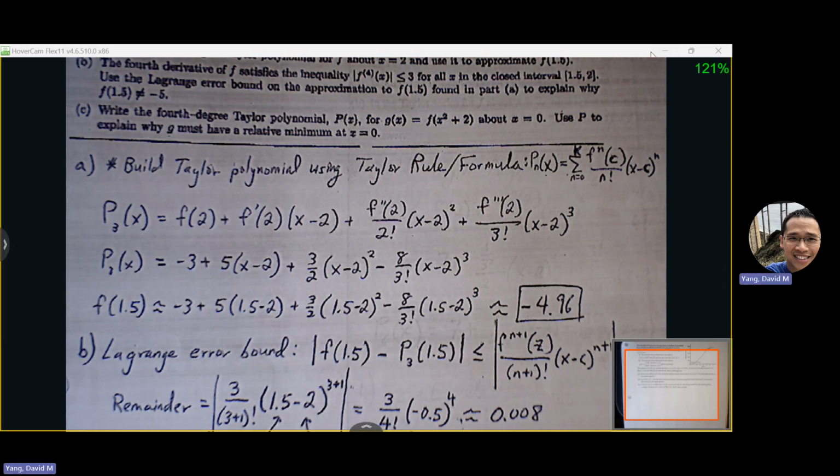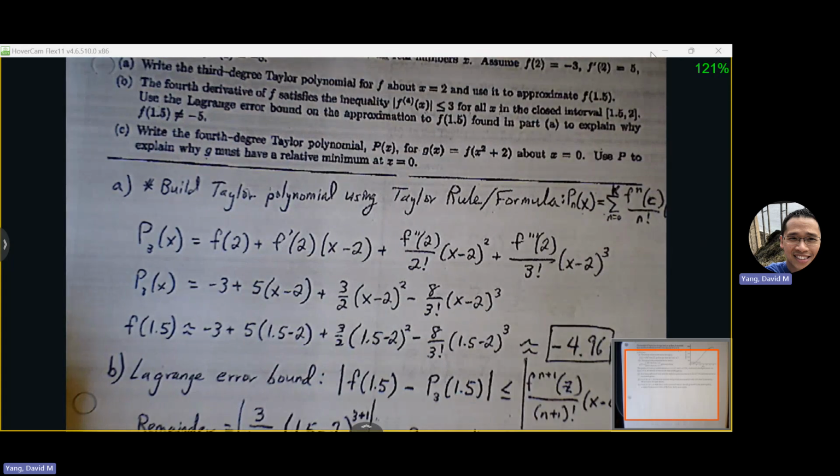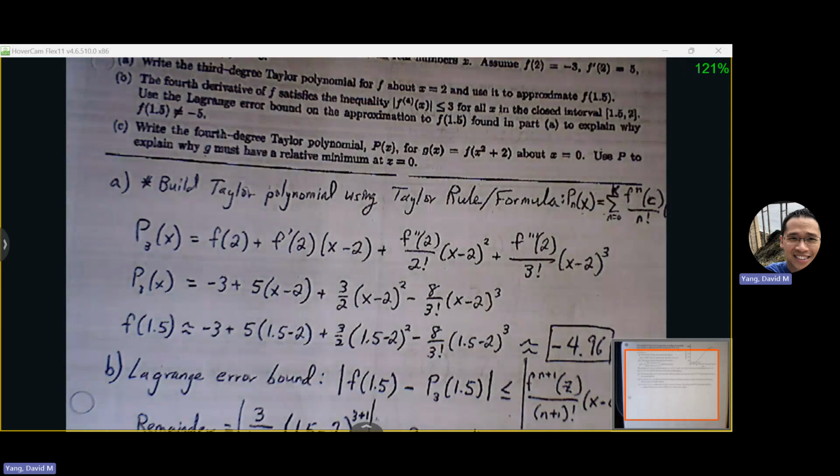I don't know if there's a different calculator policy during this year, because now I'm looking at the problem thinking this is tough to do without a calculator. But yeah, let me walk through number 3 here.